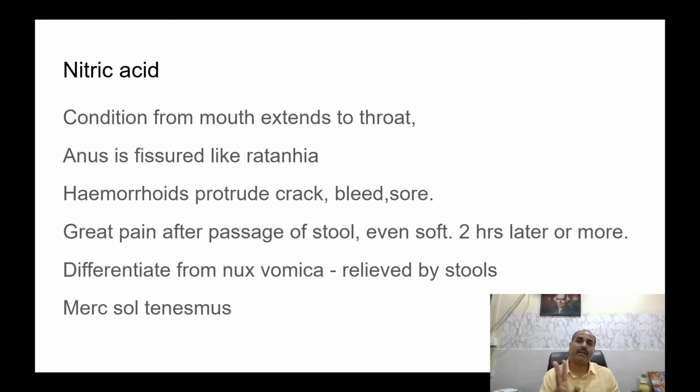Another two remedies to differentiate are Nux vomica and Merc sol. So Nux vomica you will differentiate in such cases of hemorrhoids or fissures by great relief by stools. If the patient feels better by passing stools, you think of Nux vomica. And the patient has to go again and again. It's a kind of tenesmus, an unfinished sensation in the anal region. You can confirm this particular symptom from the patient.